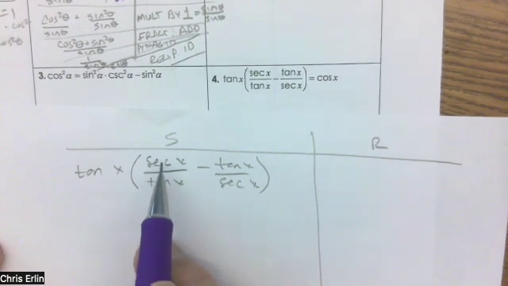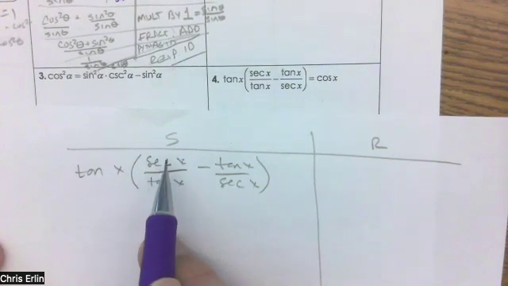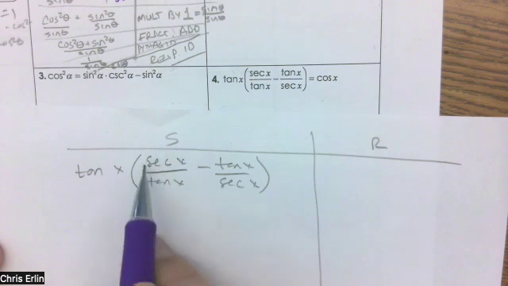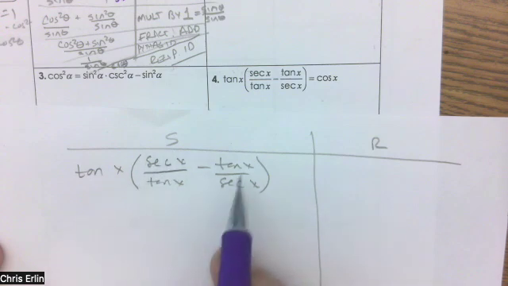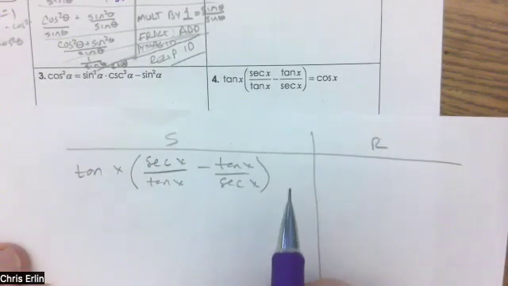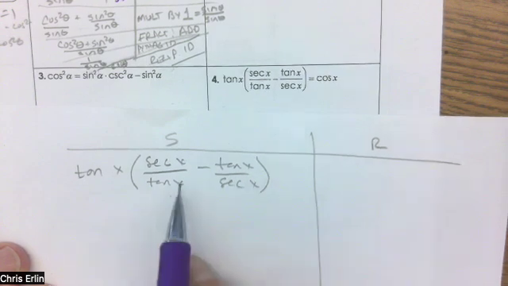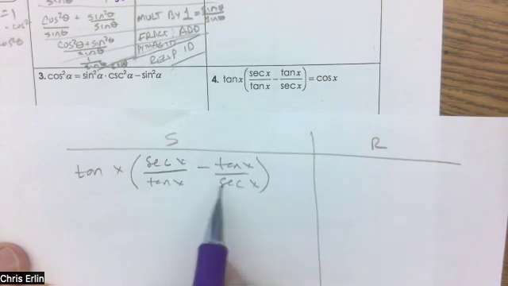One way to think about this would be to change them all into sines and cosines. You guys agree? I could change this into 1 over cosine, this is sine over cosine, sine over cosine, 1 over, and then there's some cleaning up to do. But I'm going to suggest a little strategic way. If I want these two things to combine, forget about changing them into sines and cosines.